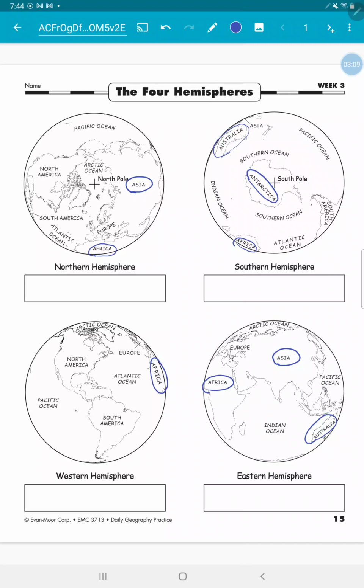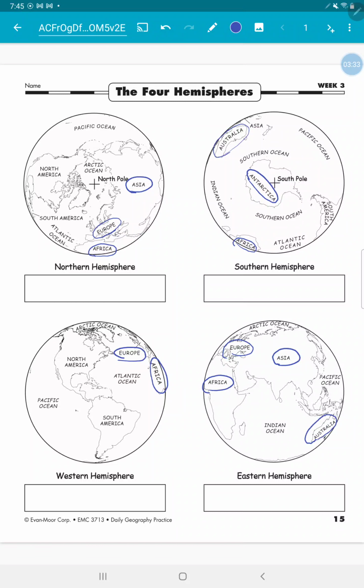Europe, here's the continent of Europe. It's in the western hemisphere, but there's also a part of Europe in the eastern hemisphere. And then we can also find Europe right here above Africa in the northern hemisphere. So it's in 3 of the 4 hemispheres or halves of the earth.